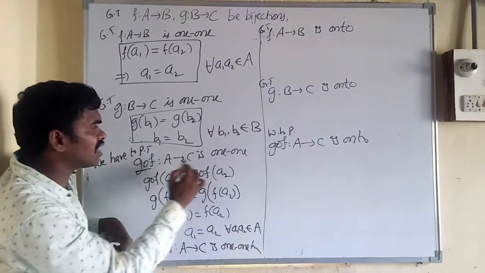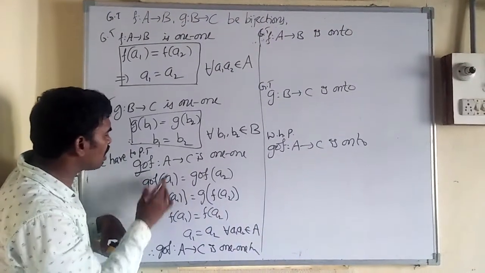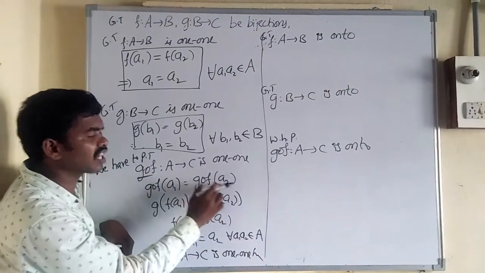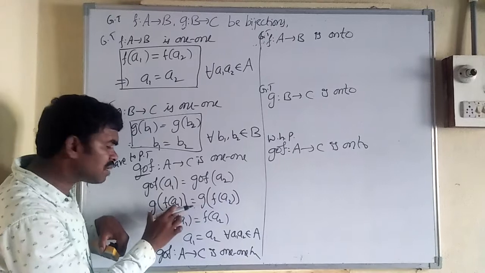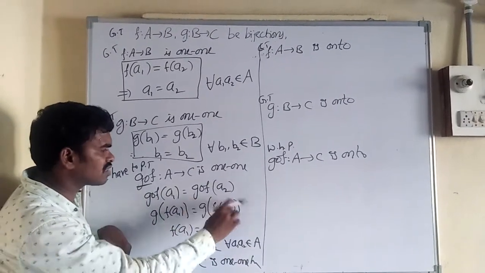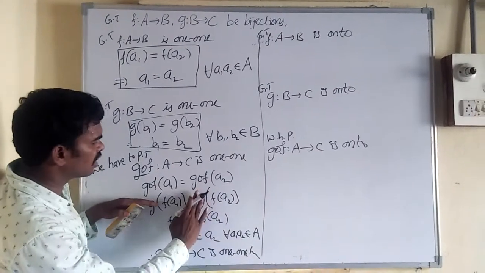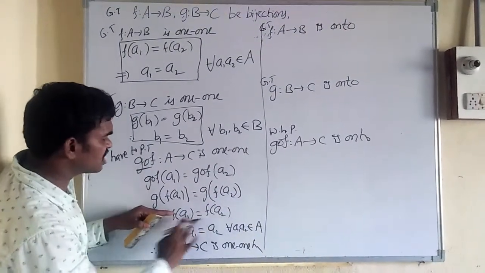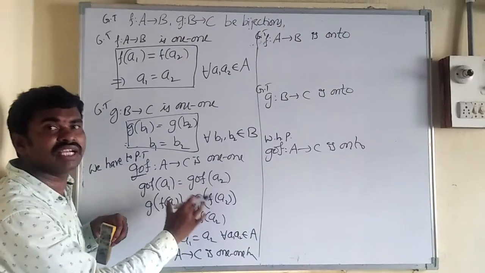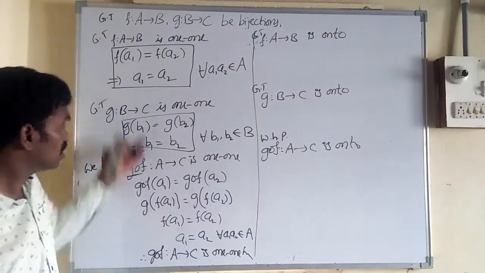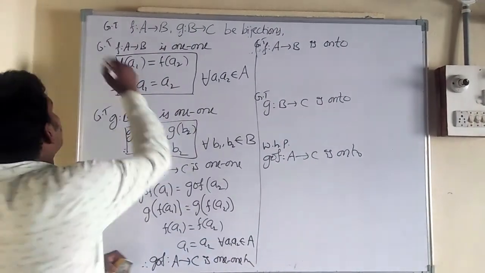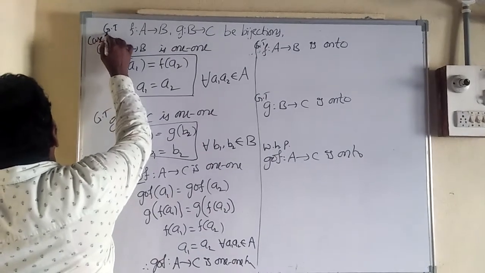So to prove G circle F is 1-1, I am taking the domain, A1. G circle F of A1 equals G circle F of A2, I am taking and simplifying. Instead of circle, I wrote bracket. Here also, instead of circle, bracket. So G is removed, then remaining F of A1 equal F of A2. Here F is removed, then A1 equal A2, because of the given 1-1 function. So 50% completed. G circle F is 1-1. So I am taking this as case 1.